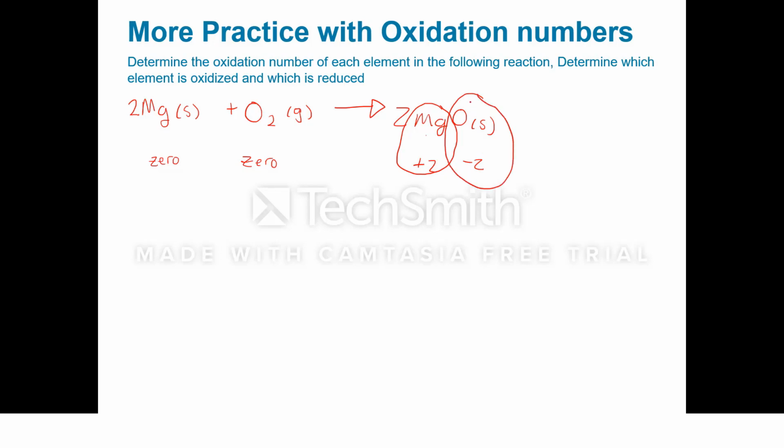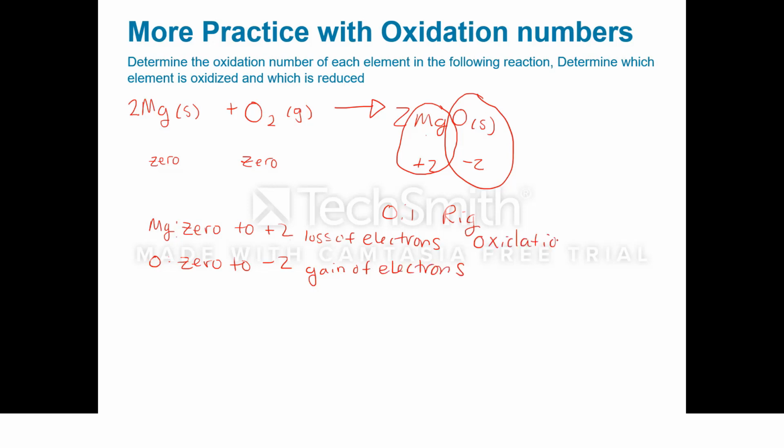So let's determine which element is oxidized and which is reduced. Remember OIL RIG. Oxidation is loss of electrons and reduction is gaining electrons. So magnesium goes from a 0 oxidation number to +2, and oxygen goes from 0 to -2. So magnesium is losing electrons and oxygen is gaining electrons. So magnesium is oxidized and oxygen is reduced.